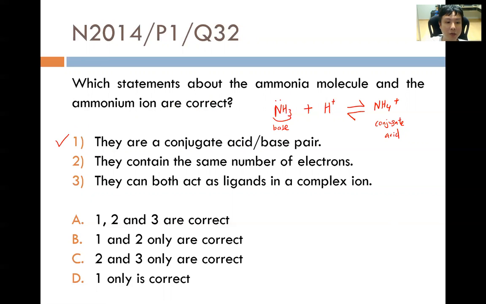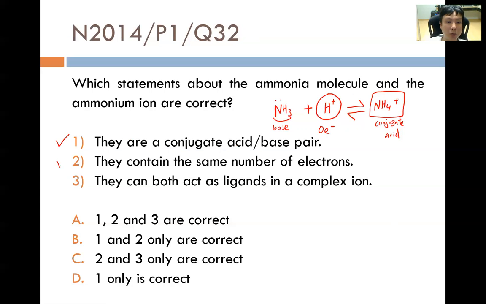So one is true. They contain the same number of electrons. The total number of electrons of the proton is 0. So obviously the number of electrons of this, whatever the number is, plus 0 electrons will arrive at the exact same number of electrons. So this definitely will have the same number of electrons as the ammonia because you're adding 0 electrons to get this. So they contain the same number of electrons.